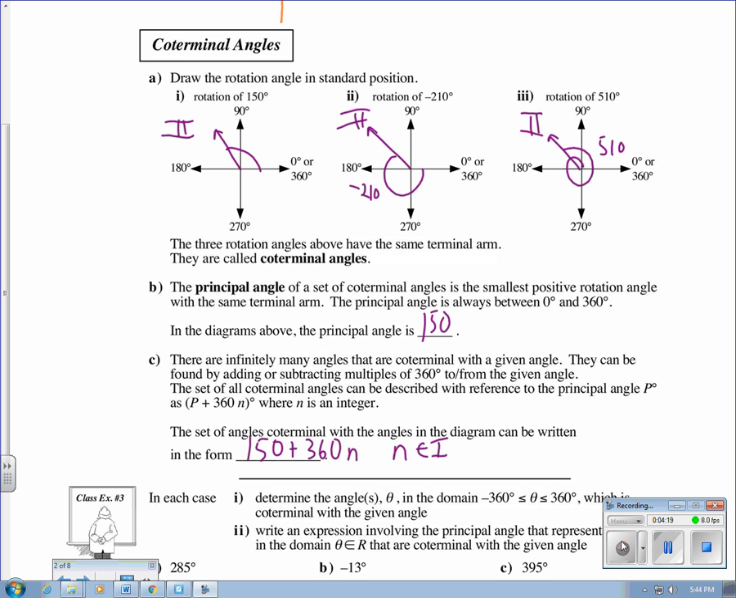So there's an infinite number of coterminal angles. I could find all of them by writing it as 150 degrees plus 360 degrees times n, where n is a member of the integers. So just whole numbers.